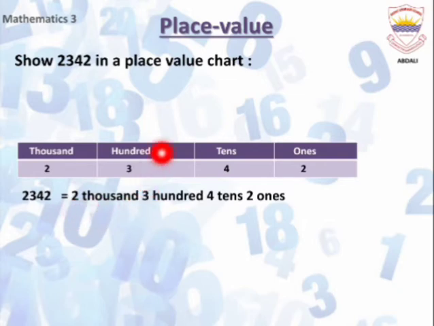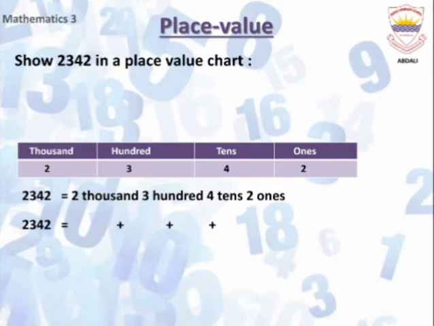3 is right under 100. We read it as 300. 4 is right under tens. We read it as 4 tens. And 2 is right under ones. We read it as 2 ones. Students, as shown in the question, our first digit is 2, and it is right under 1000.